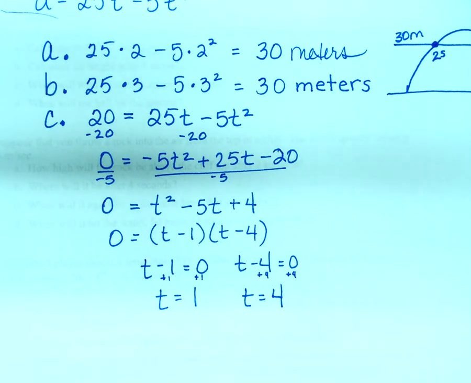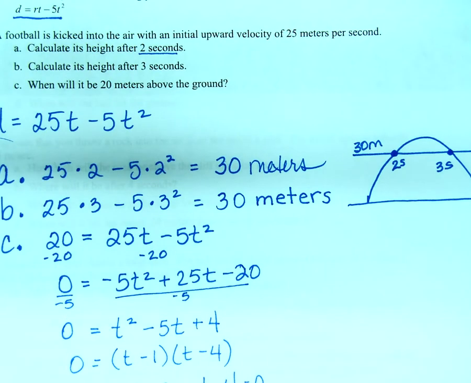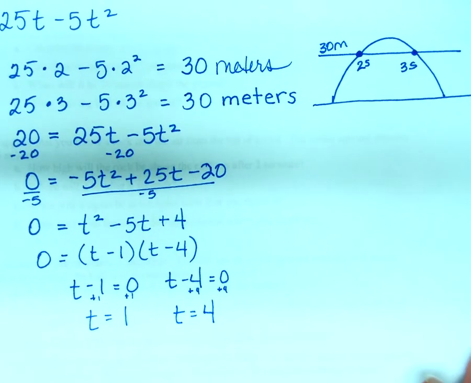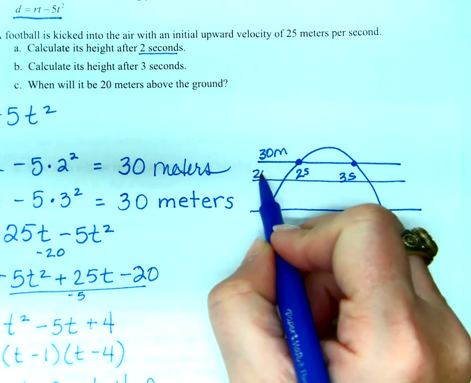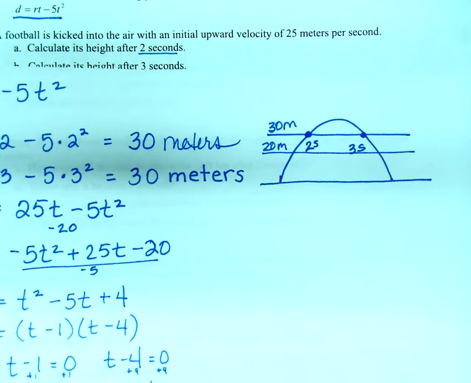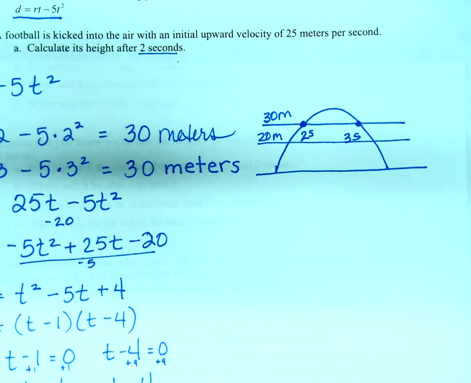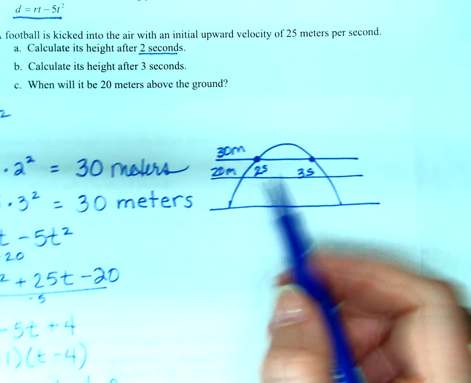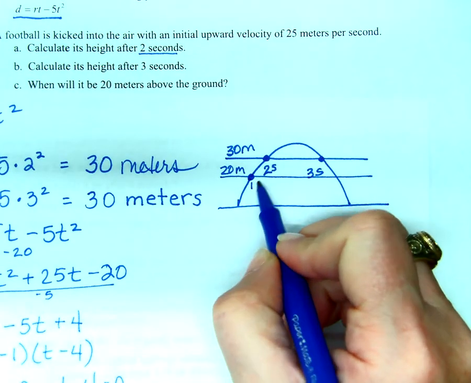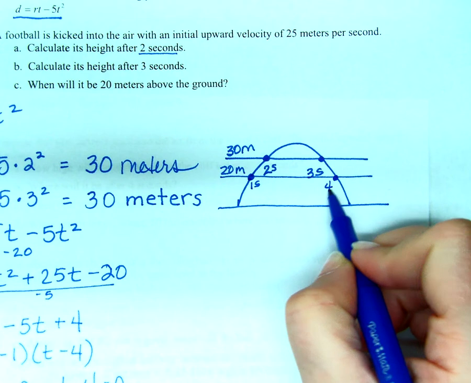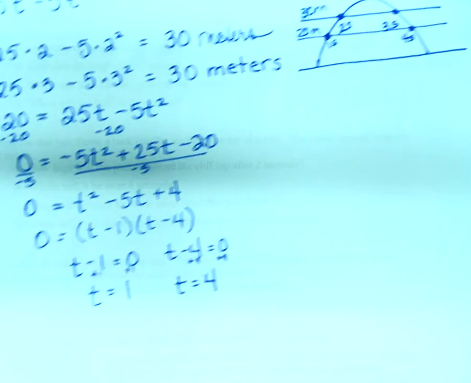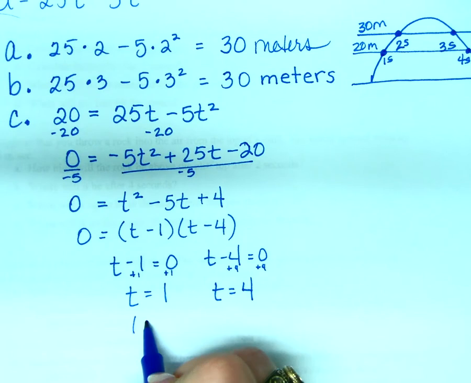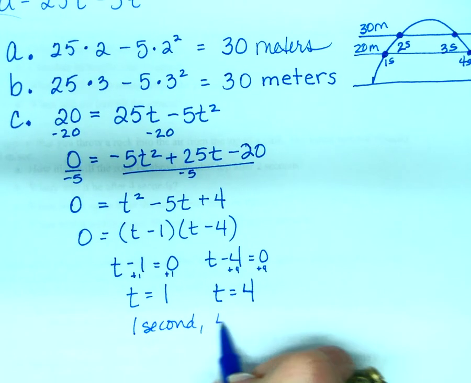So now I've come to the end of the algebra. Now I have to answer the question. When will it be 20 meters above the ground? Remember, there's a random place over here that's 20 meters. Oh, wait, so both of them are the answer? Yeah, right. Look at the graph that we even drew. It crosses that parabola twice, doesn't it? So doesn't it have to have two answers? Yeah. So 1 second and 4 seconds.